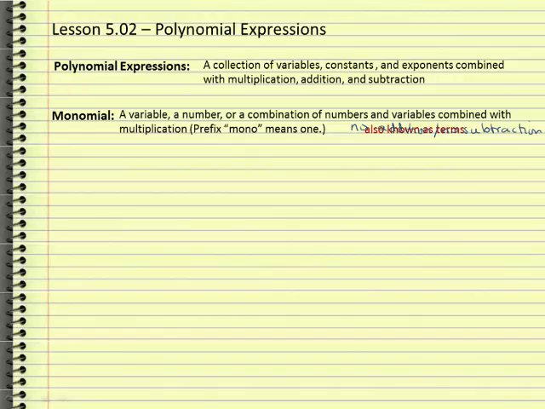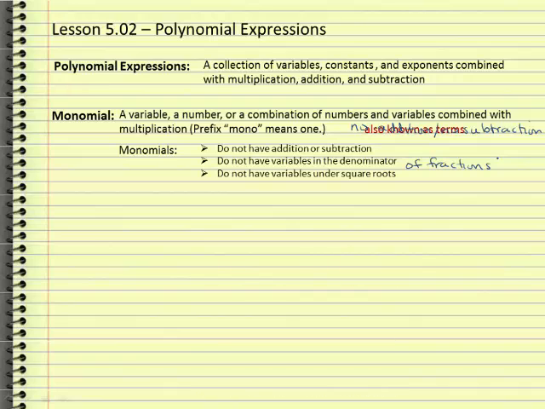Monomials are also known as terms. Monomials do not have addition or subtraction. They do not have variables in the denominator of fractions. They do not have variables under square roots. They do not have exponents that are negative or fractions. So only exponents can be whole numbers.